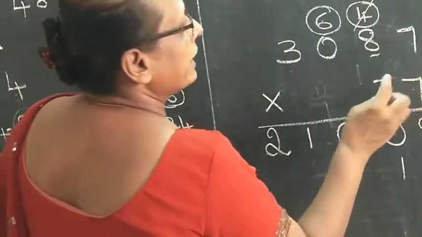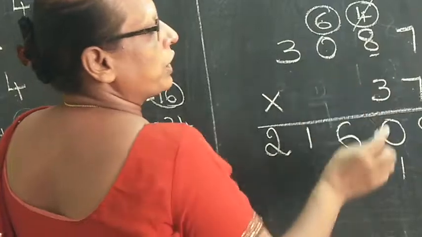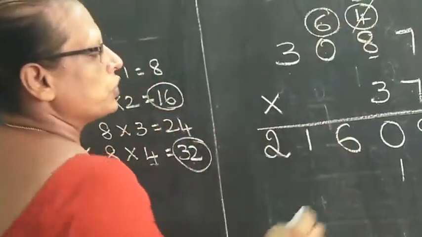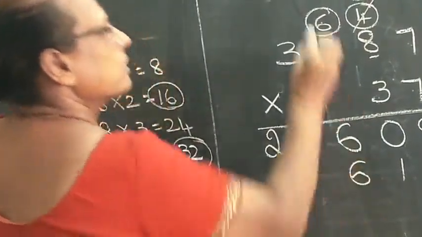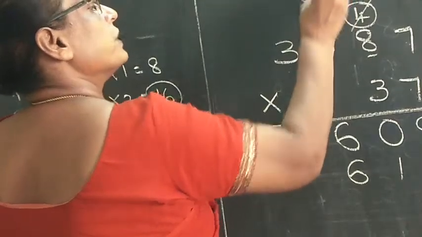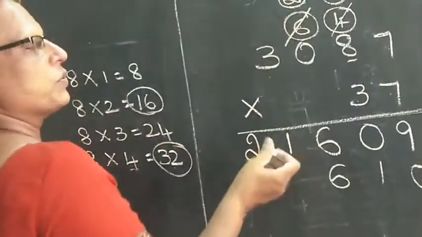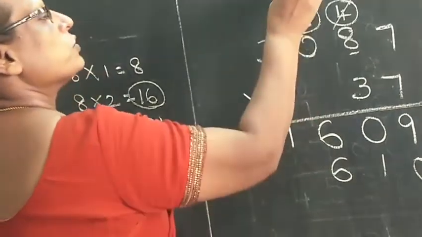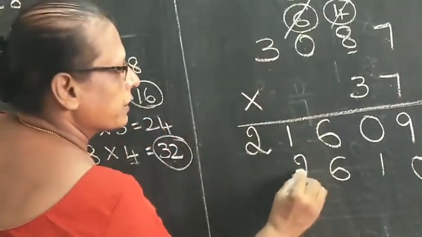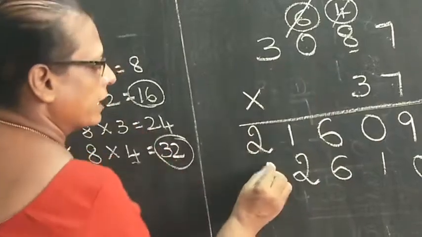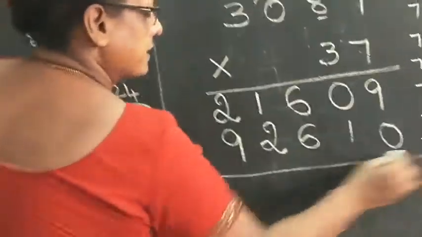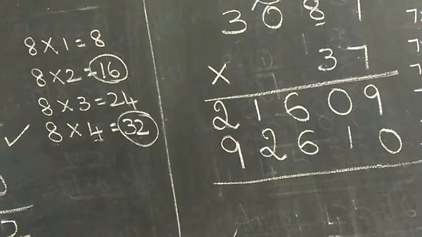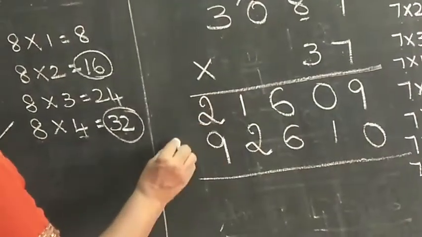And then 3 8s are what, children? 24. 24 plus 2, 26. So as soon as you write, you have to cancel this one, okay? And again 3 zeros are 0. So you have to bring down this 2 here. And then 3 3s are 9. So what answer? 92,610. So you have to add these both numbers.